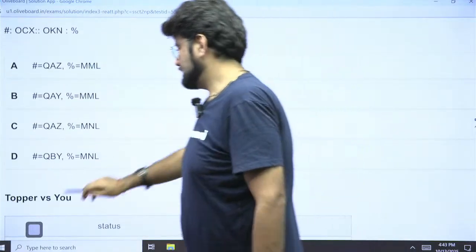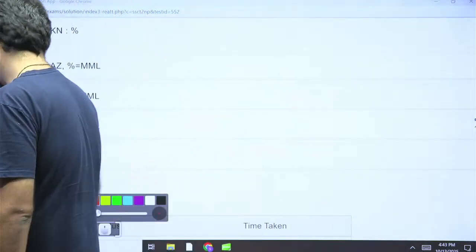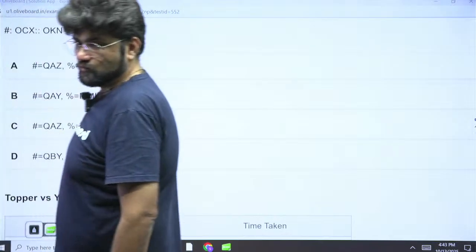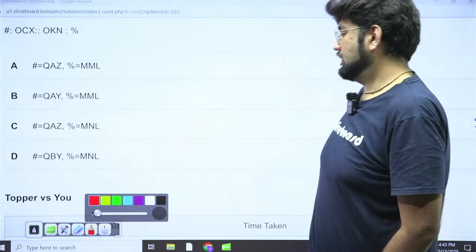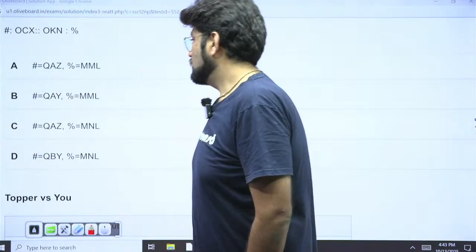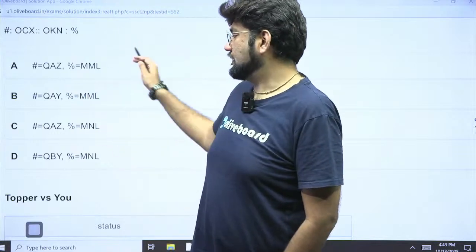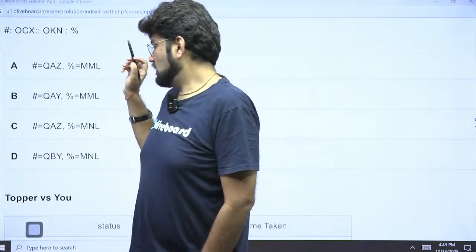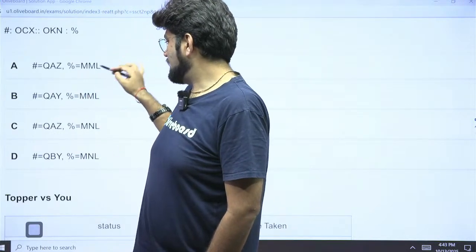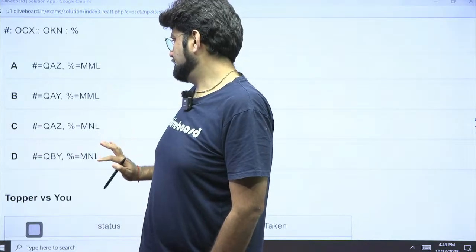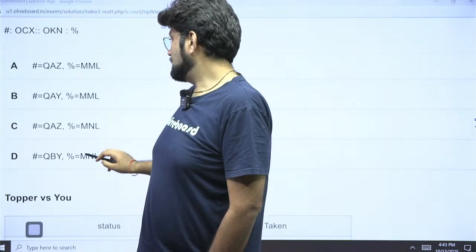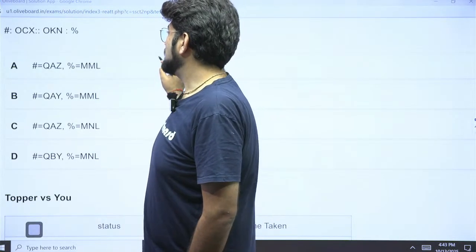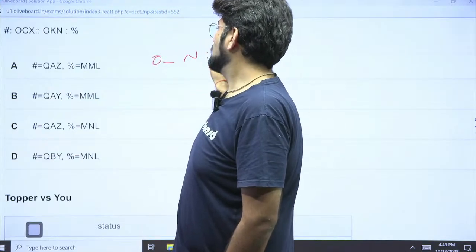Okay. Favorite question type of CGL Tier 2. And I've taught this to you already. In the last class also I told you. You will look at either the left hand side or right hand side. Pick up whatever is common. So if you look at the right hand side, we have ML, ML, ML, ML common everywhere. Okay. M in the front, L at the back. So we can say that O-N, M-L.